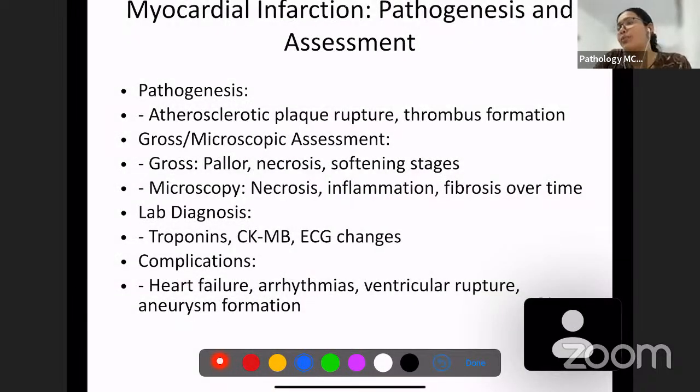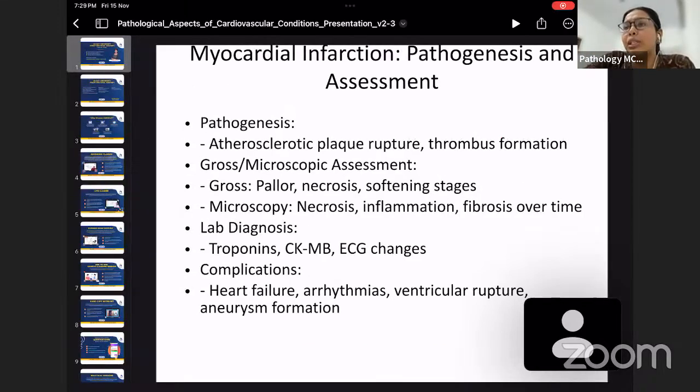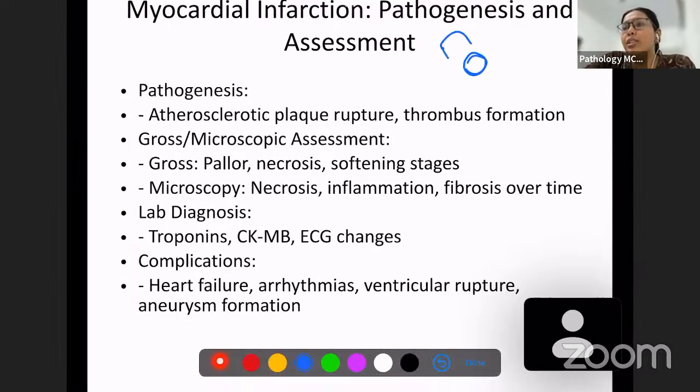The next one which we have to discuss is myocardial infarction pathogenesis. So what is the pathogenesis of myocardial infarction? We know myocardial infarction is when the blood supply to the heart is reduced, and then you are going to have infarction. So what is the cause? If there is an atherosclerotic plaque blocking the artery, impairing the blood supply to the heart, this will result in myocardial infarction. Or if there is thrombus formation in the coronary artery, it can also result in myocardial infarction.